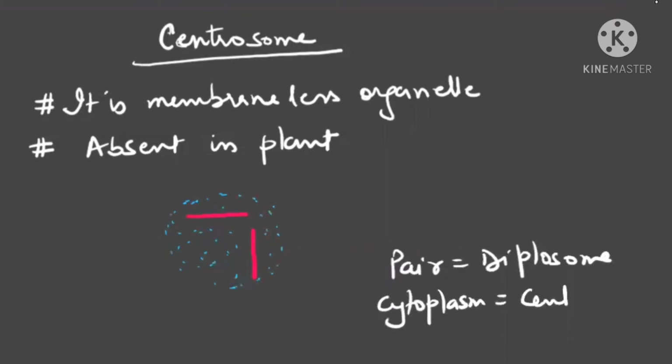That is why the organelle name is centrosome. See how they have taken the name? Centrosphere means cytoplasm, the centro, and zome from the diplosome, and we call this organelle as centrosome. The centrosome actually contains a pair of centriole, and this is an organelle which is present only in the animal kingdom, absent in the plant. So centrosome contains a pair of centriole.